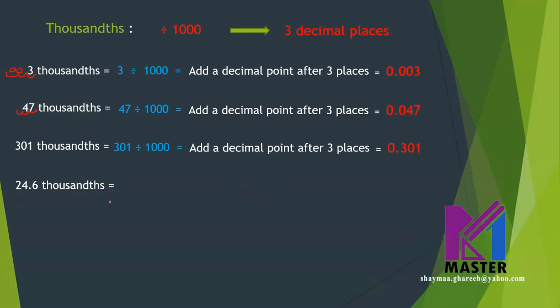24.6 thousandths, 24.6 divided by 1000, move the decimal point 3 places, it will be 0.0246. So let's move the decimal point 1, 2, then 3. So I will put a 0 here because I don't have a digit in this place. So it will be 0.0246.